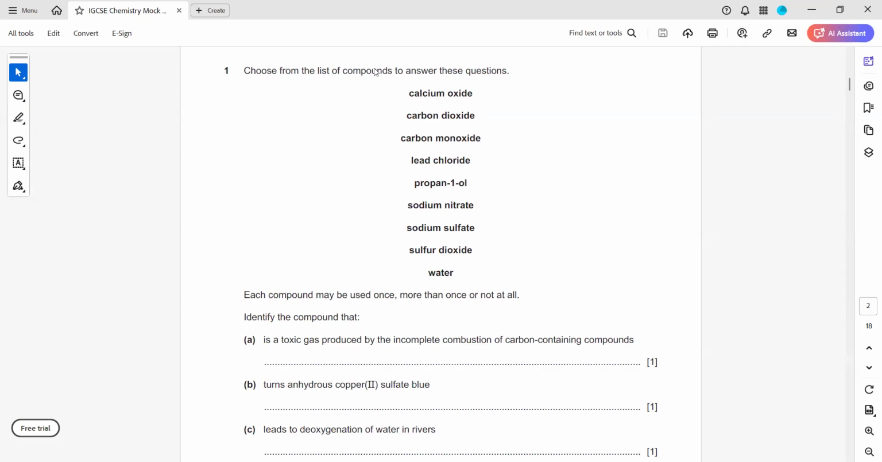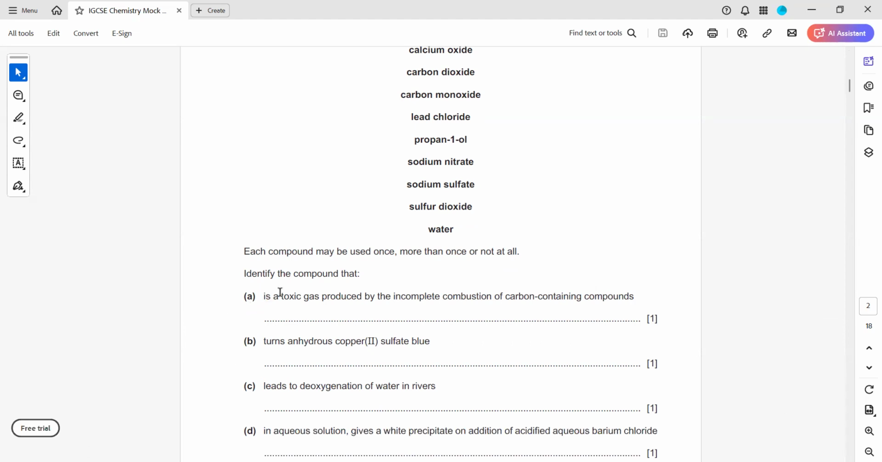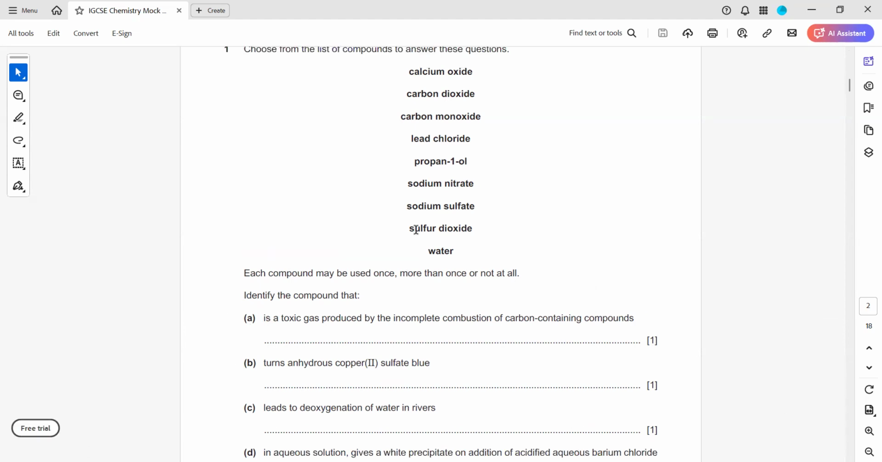Choose from the list of compounds. For those who just joined now, this is last week's mock paper set 1. From the list of compounds, you have to answer these questions. Each compound may be used once, more than once, or not at all. Which is a toxic gas produced by incomplete combustion of a carbon-containing compound? Carbon monoxide. Good. Carbon monoxide is a toxic gas which is produced by incomplete combustion.